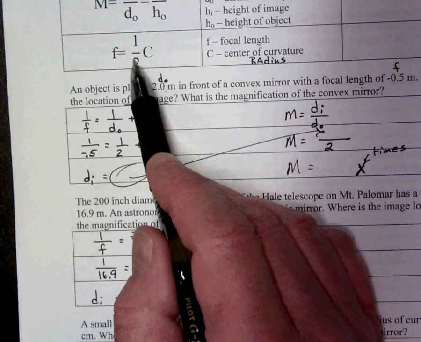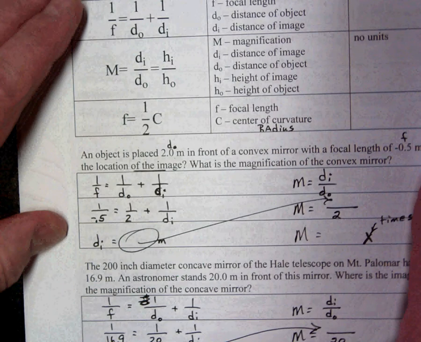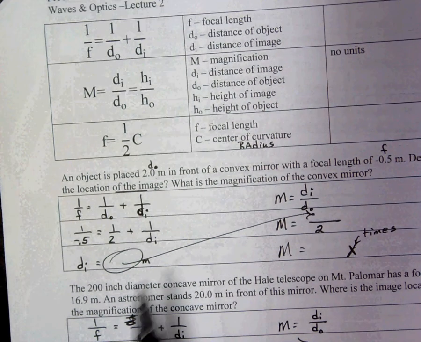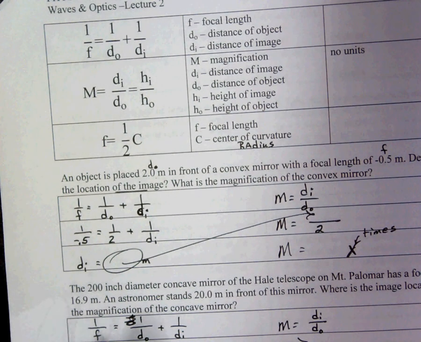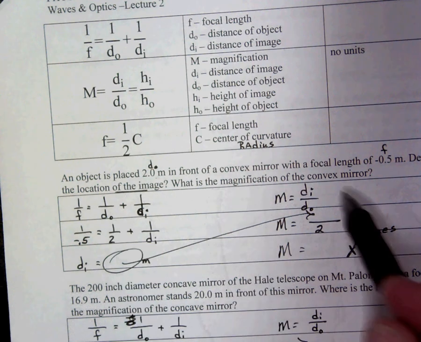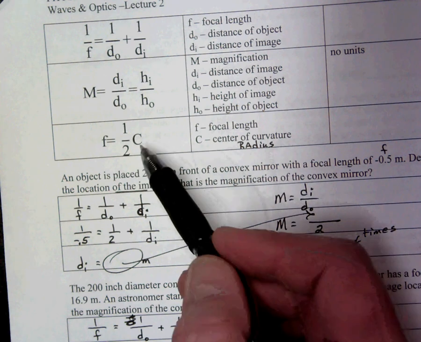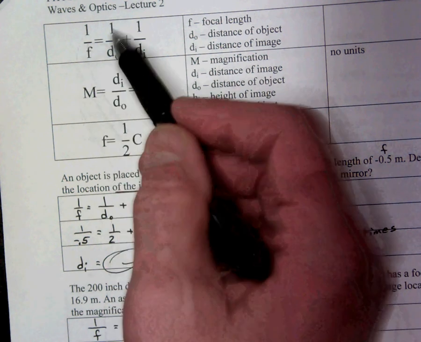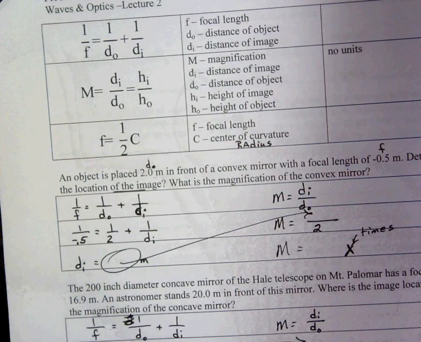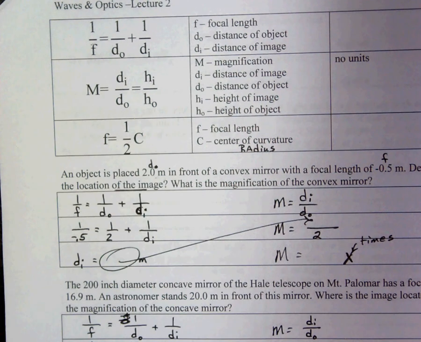Only use this one, let me give you a little hint, only use this one if your teacher is real mean to you and gives you the radius of curvature. Normally they would give the focal length, but if you don't see focal length and you see radius of curvature, you just have to take half of that to get your focal length and then plug it into your thin lens equation right here.